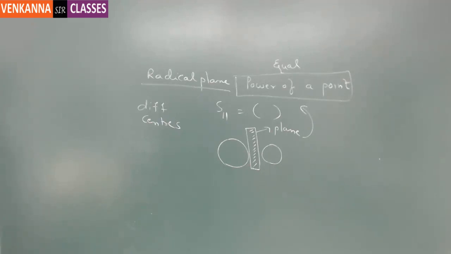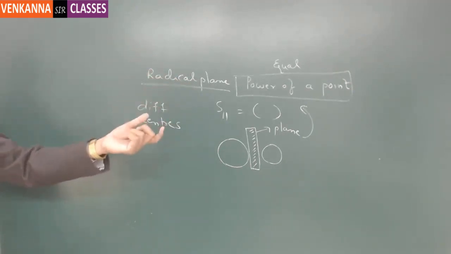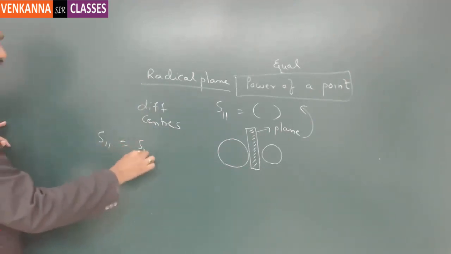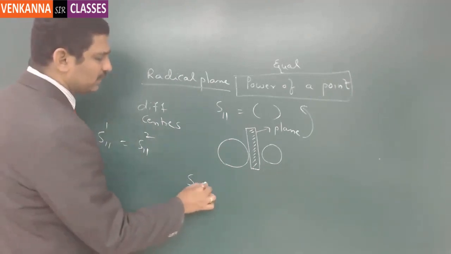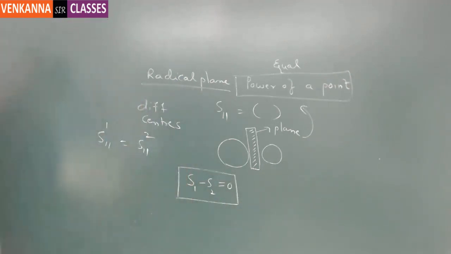Now, how to calculate the radical plane? By the definition I have mentioned, if you take two sphere equations and take their powers as equal, that is S11 equal to S11 for two spheres, this is sphere 1, this is sphere 2, then you will get a plane equation. It is nothing but the difference of two sphere equations. So whenever two sphere equations are given, you subtract one equation from the other. You can take either way, S1 minus S2 or S2 minus S1.